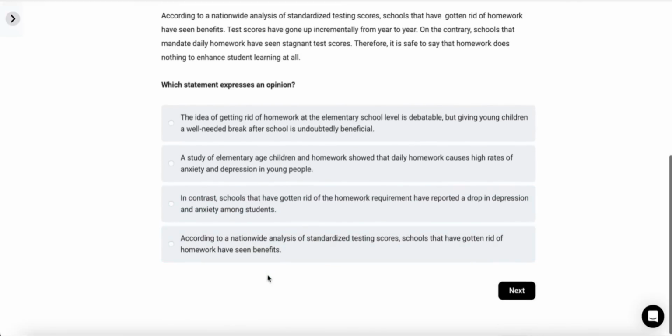And finally, according to a nationwide analysis of standardized test scores, schools that have gotten rid of homework have seen benefits. Again, this is a nationwide analysis. This is a reference to something documented, so this is a fact. So the correct answer would be the first one here.